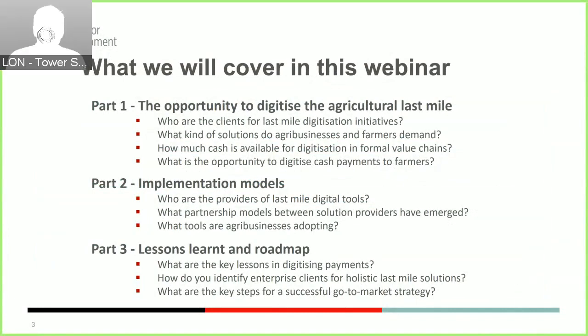So in the second part, here in the middle of the slide, we look at the implementation models. By presenting 4 case studies, together with my colleague Nicole, we will show what kind of solutions and partnerships are emerging between different technology providers, including mobile operators and third-party or specialized tech vendors. And we will also show the solutions that different types of agribusinesses have been adopting so far.